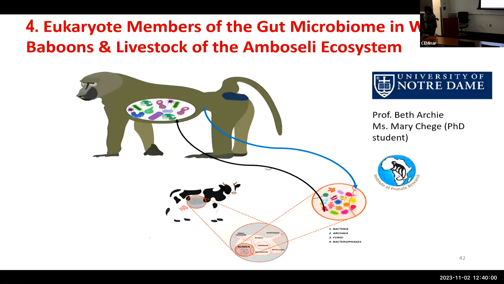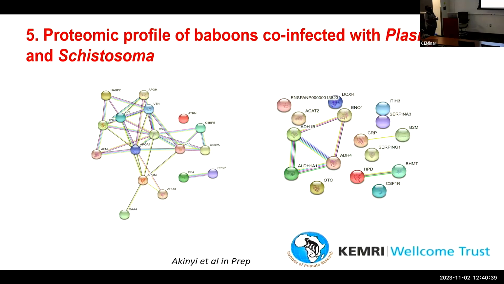Then one of the PhD students, in collaboration with Notre Dame, is looking at the members of the gut microbiome for baboons and livestock in the Amboseli population. Will probably add humans as well. And what we are looking at is protozoa and fungi as well. And she's already gotten some data that indicates some zoonotic protozoa and fungi. So this is very interesting for us, because now we are starting to have this kind of One Health sampling. Instead of just doing primates only, we're starting to extend to other components of the ecosystem.